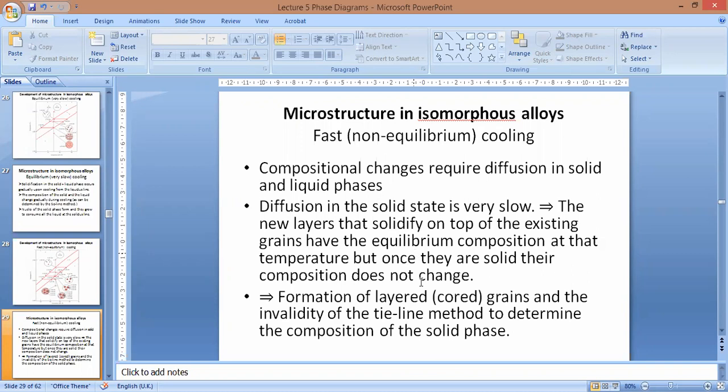And there is the formation of layered or cored grains, and the invalidity of the tie line method to determine the composition of the solid phase. So for this one, you can't really use the tie line method because of the formation of layered grains. Unlike the other one, where your crystals integrate into the previously formed ones very well, making it easy to pick the composition using the tie line method.